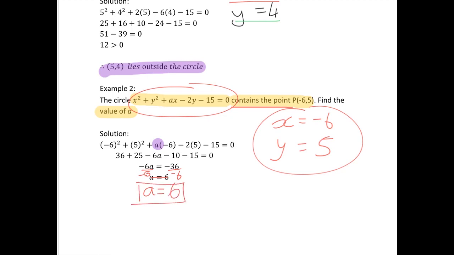So that's a slightly different question where we're told that a circle contains a point and asked to find an unknown value in the equation.